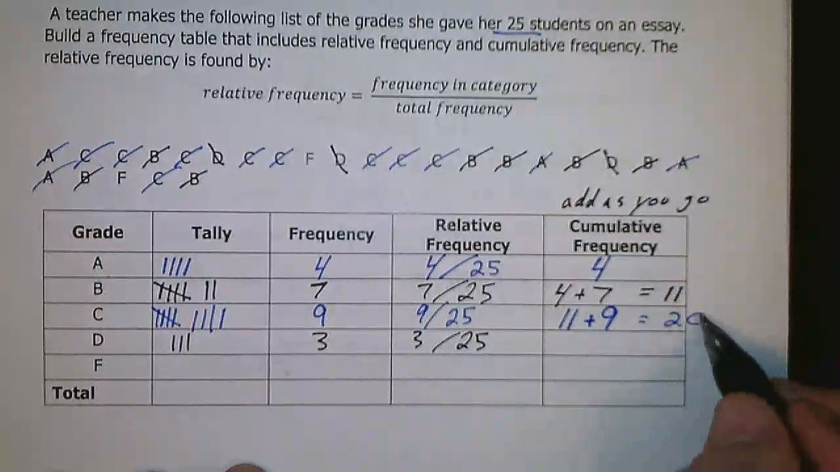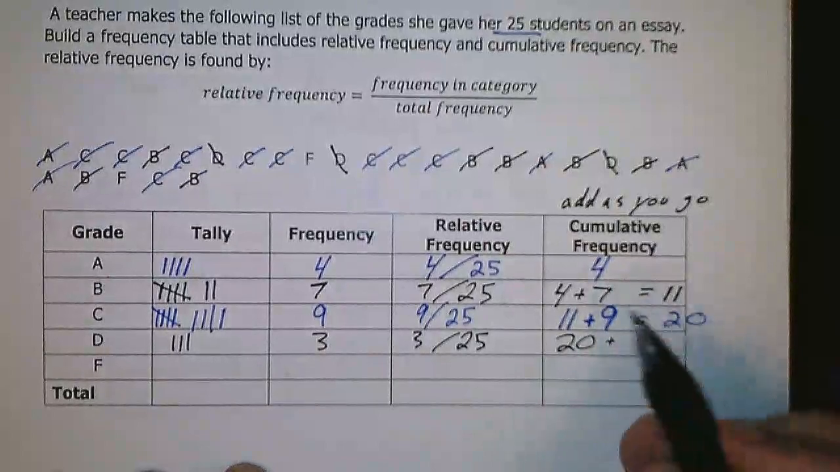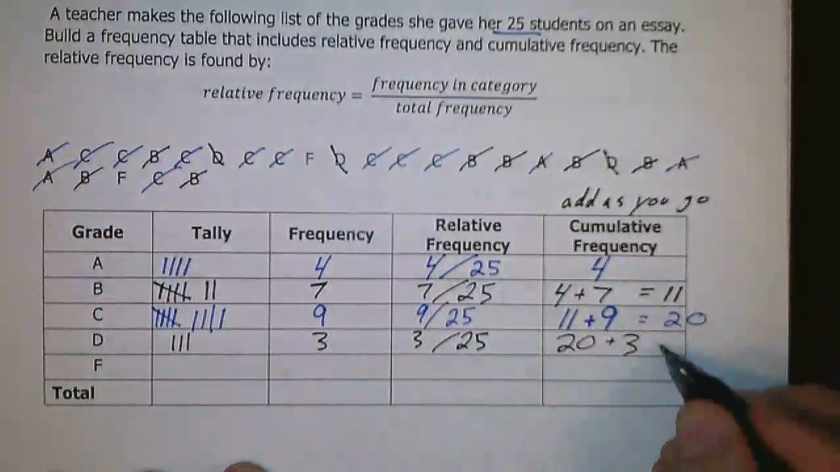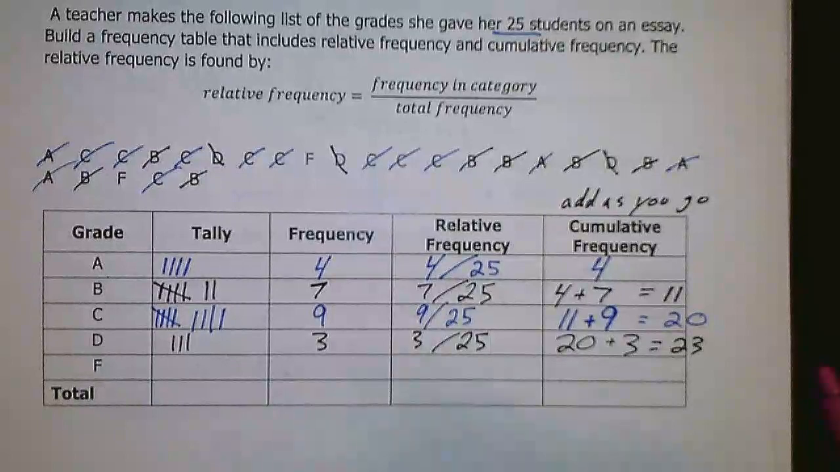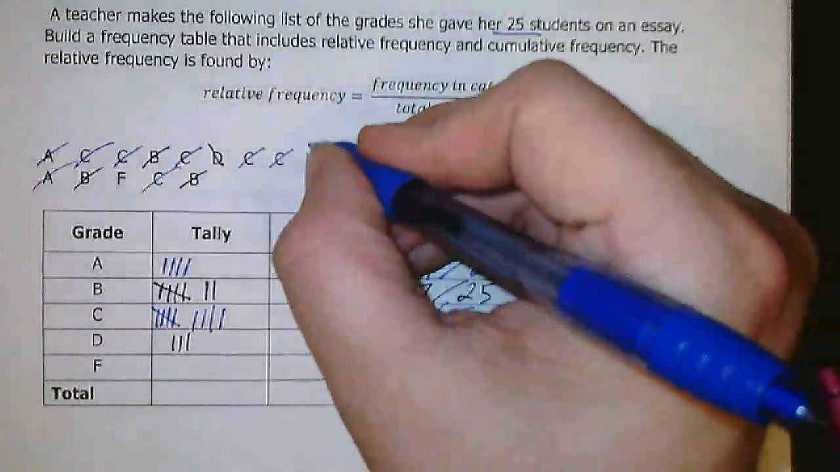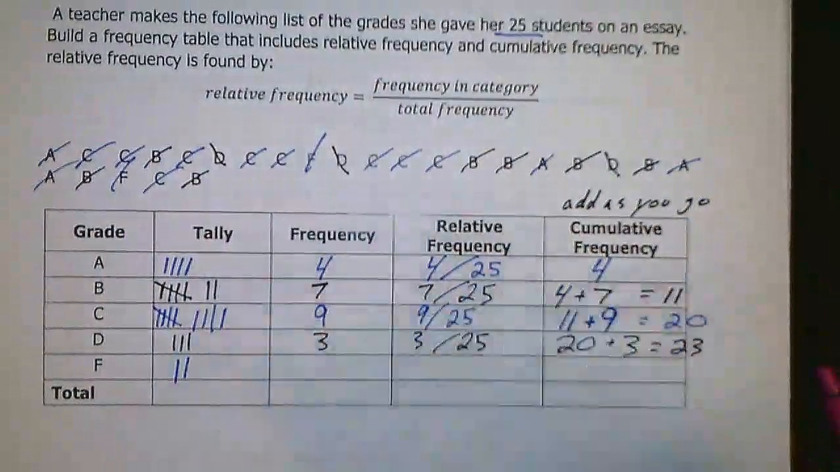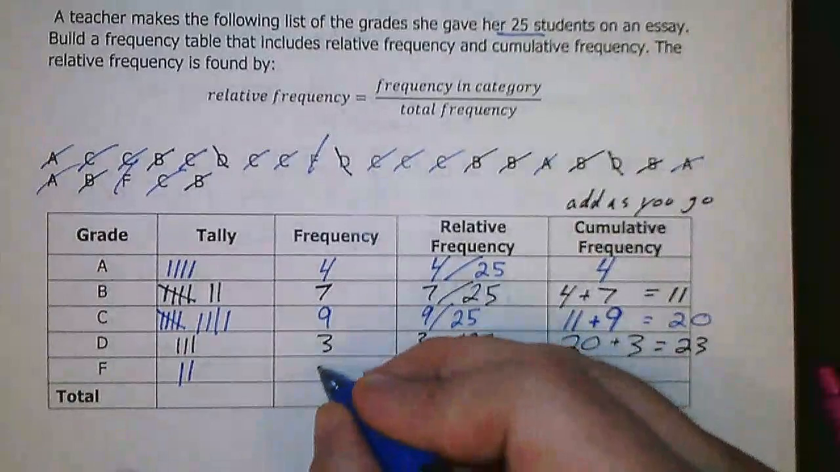And now again, we take our previous total for the cumulative frequency, add the 3 that we just found, and that makes 23. Finally, only, I think, 2 students made an F. There's 1 and there's the other. So a frequency of 2, we put our 2 tally marks. Frequency of 2.